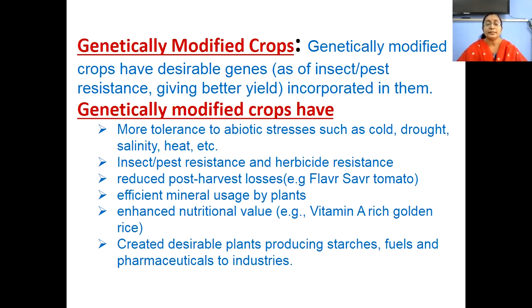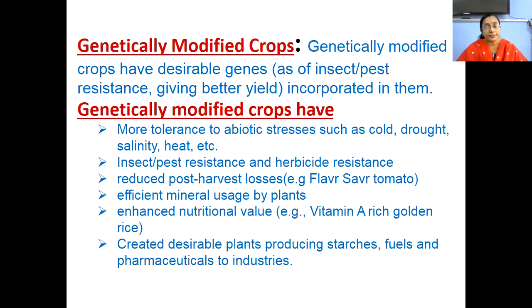Then we can increase the nutritional value of foods. For example, we have a rice which is enriched with vitamin A. The beta carotene that is required to enrich it is taken from daffodils and then introduced into rice to produce this golden rice. That's why it is yellow in color.